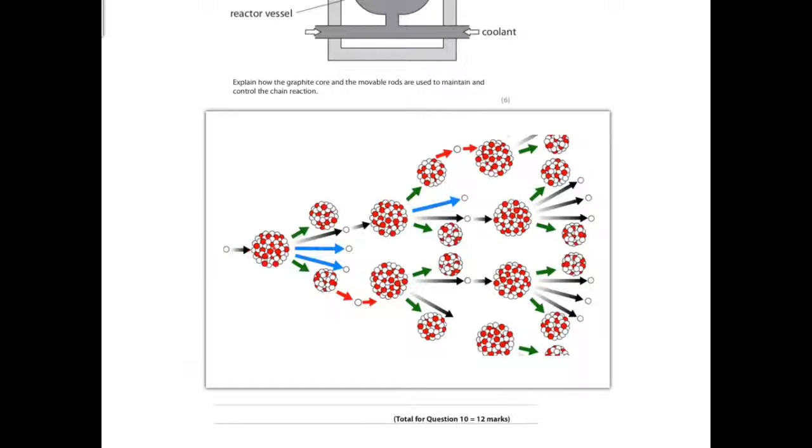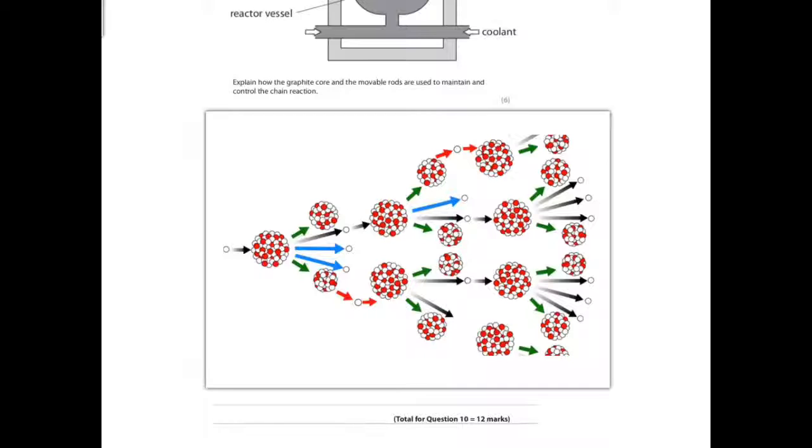When they absorb these neutrons, the nuclei become unstable and they split, releasing lots of heat, thermal energy, and 2 to 3 more neutrons, which then go and collide with other uranium atoms, which release 3. So you can see this reaction becomes exponential. It becomes very big very quickly.